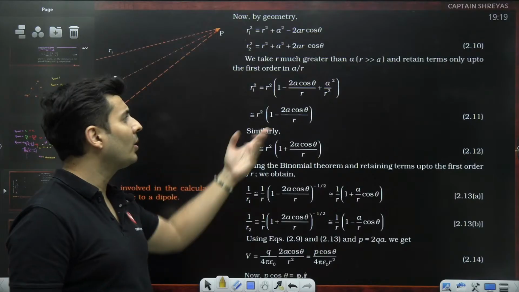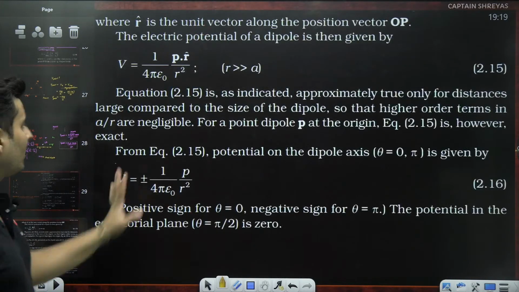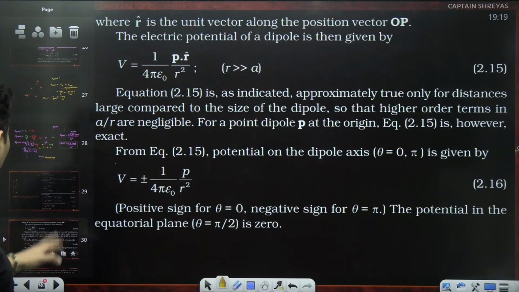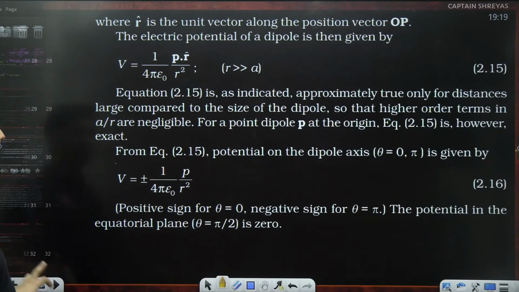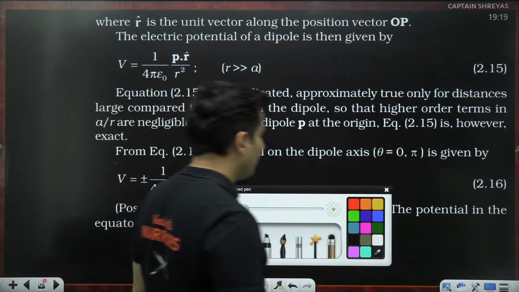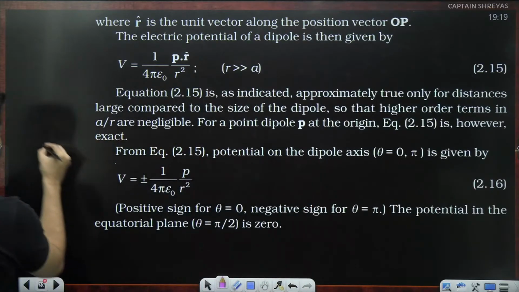Binomial theorem, approximations, all this is not needed, guys. Don't waste your time over here. Okay, so this is what it is. Now you can take two special points over here. One is basically our axis, one is our equator. If you remember what is axis and equator, I'm pretty sure you will be able to get it very easily.